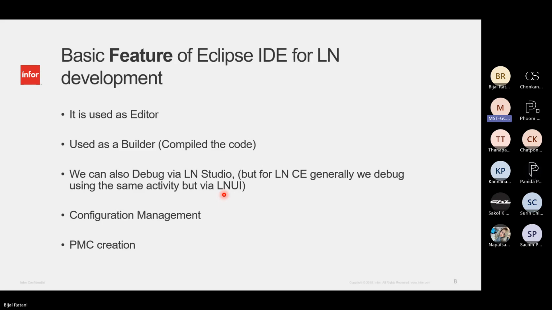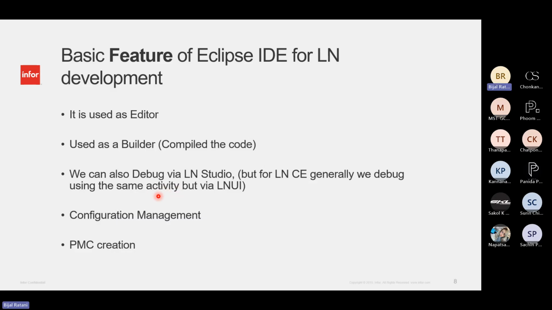What does it mean, why do we debug using the same entity? What same entity? You mean on the cloud version, we use LNUI, right? But on-premise you use LN Studio, right? I think the debugging part you will understand better when I show it to you. What I mean by activity and what I mean by project will come in future slides, in maybe two to three minutes. That is where you will understand better.